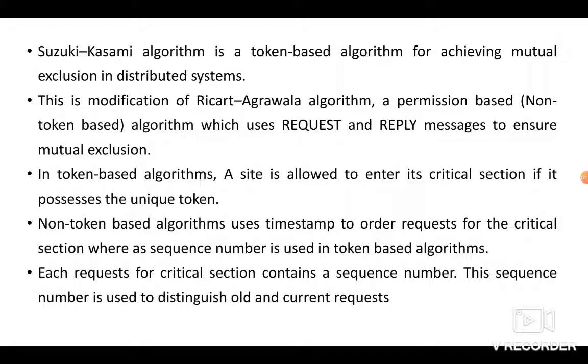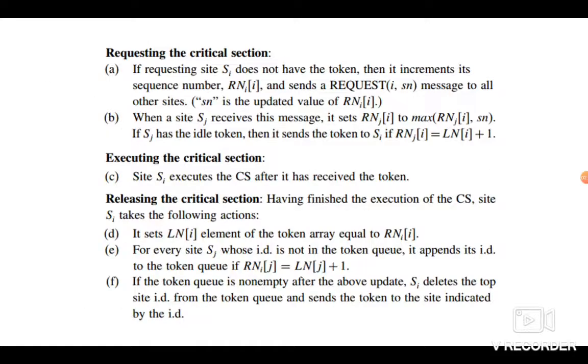What is the difference between token based and non-token based algorithms? In a token based algorithm, if the site has the unique token, it is allowed to enter the critical section. Whereas in a non-token based algorithm, we use timestamps to order the critical section requests. Here tokens are used, and moreover a sequence number is used. Each request for the critical section contains a sequence number. This sequence number is used to differentiate the old request from the current request.